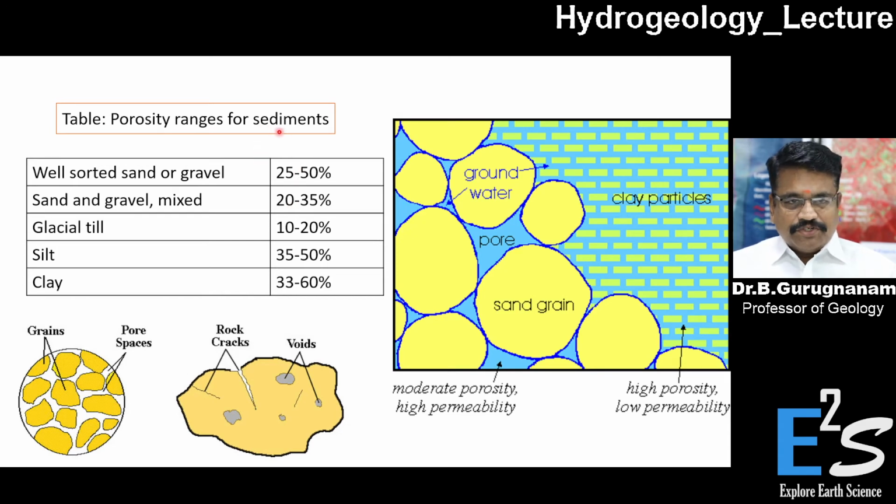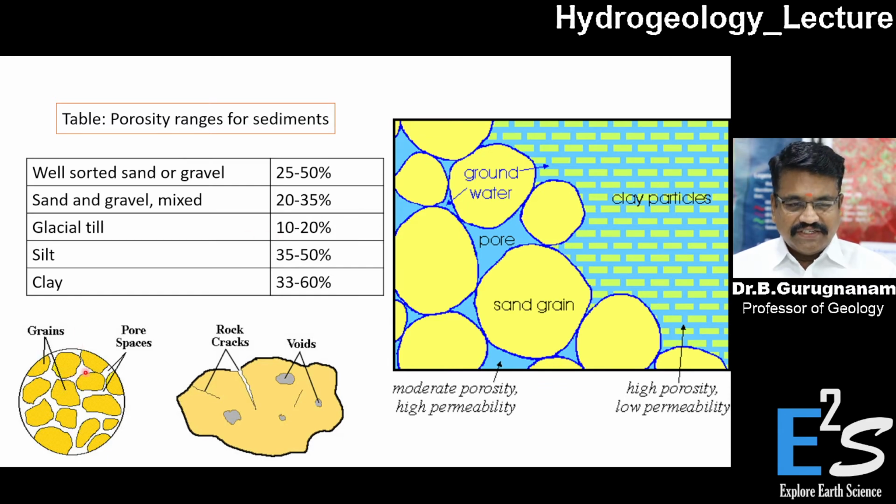And this table shows the porosity ranges of sediments. If it is well sorted sand and gravel, the porosity will be between 25 to 50%. Sand and gravel mixed, the porosity is reduced to between 20 and 35%. If it is glacial till, the porosity is 10 to 20%. In silt, it is between 35 to 50%. In clay, it is between 33 to 60%.